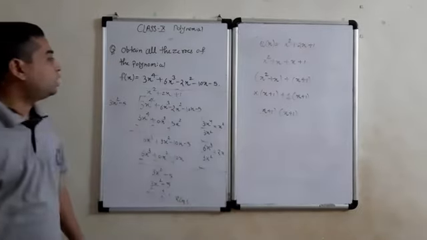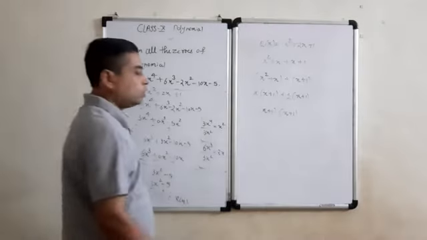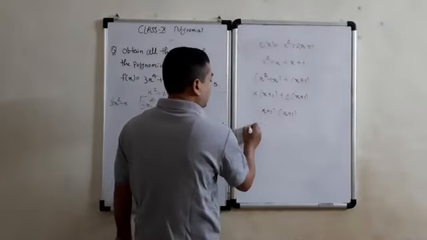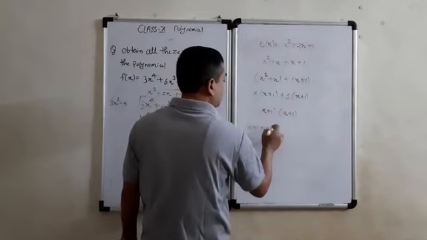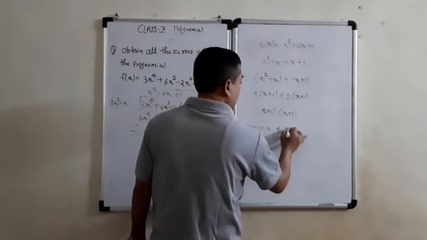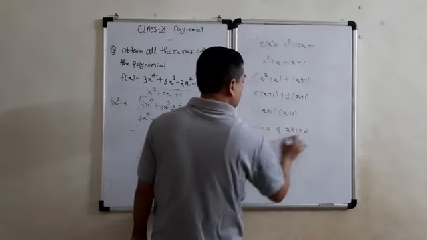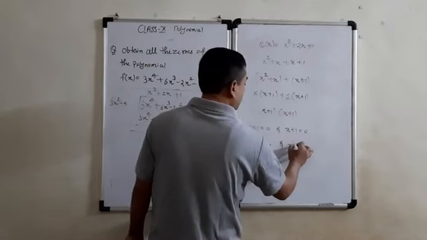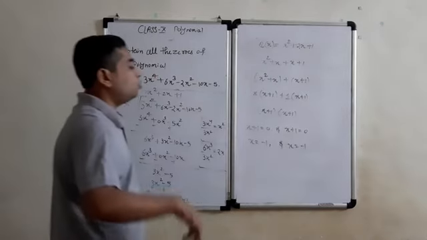So in this way we will get the remaining two zeros. If we equate both the factors to 0, we will get x plus 1 is equal to 0 and x plus 1 is equal to 0. It means x is equal to minus 1 and x is equal to minus 1. So these are the remaining two zeros.